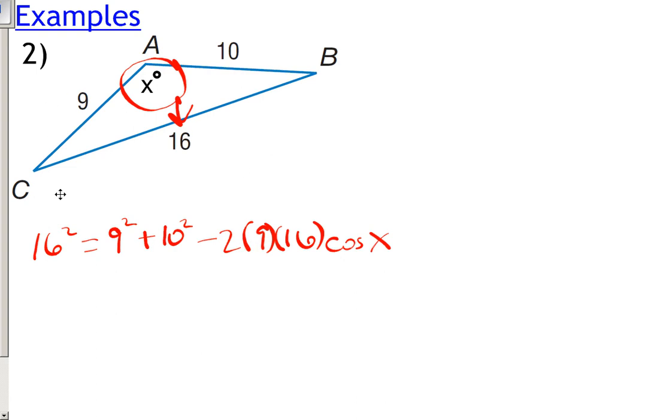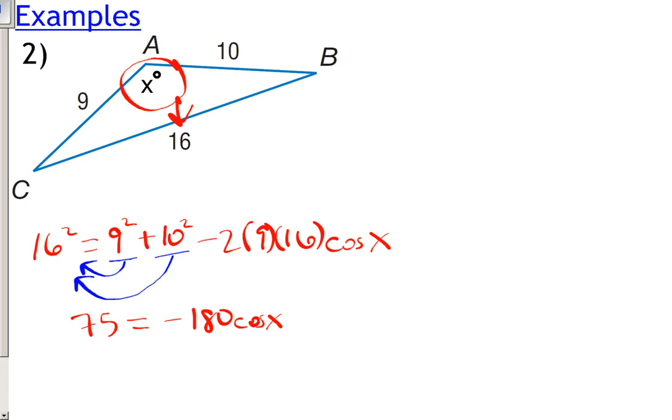Okay, we need to talk about how to solve this thing. There are a couple of rookie mistakes you can make when solving this. So let's talk about one of them right away. Okay, here's how we're going to start. We're going to subtract 9 squared from both sides. We're going to take that over, and we're going to take the 10 squared and move it to the other side. So 256 minus 81 minus 100.